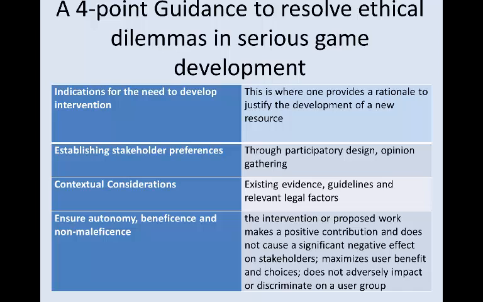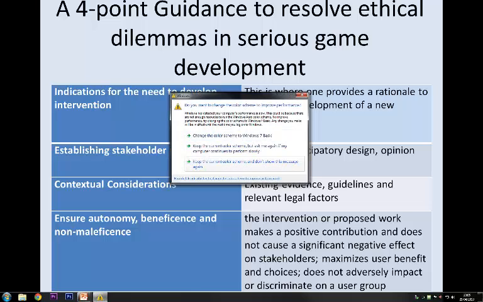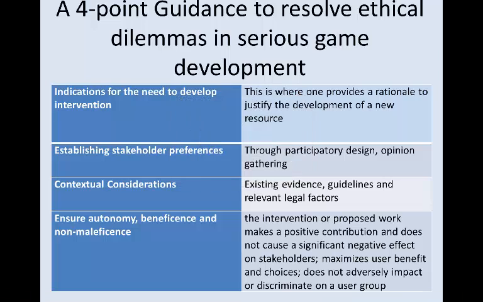The indication for the need to develop an intervention, and that is the need to develop a serious game in this case. This is where one provides a rationale to justify the development of the new resource. This will then lead to establishing stakeholder preferences. How can this be done? One of the most popular ways of doing this is through participatory design. You involve all stakeholders, especially the users, from the design stage. It may require formal or informal opinion gathering.